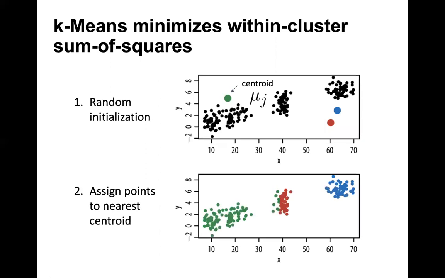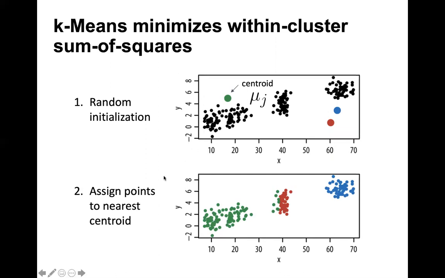So the first thing I want to point out is that you can think of this data set and imagine creating 3 random centroids. These are the center points of the clusters. And so this is what we might call random initialization. You just pick 3 random points.